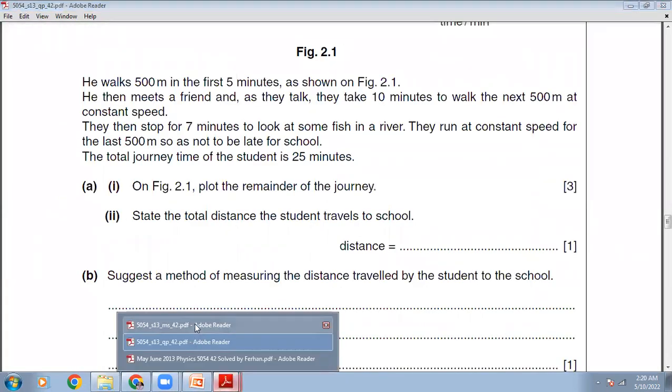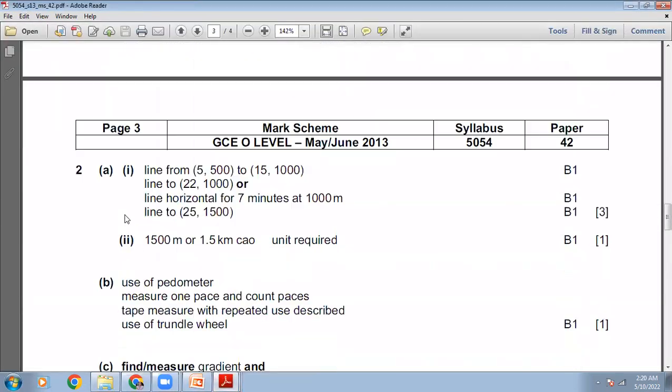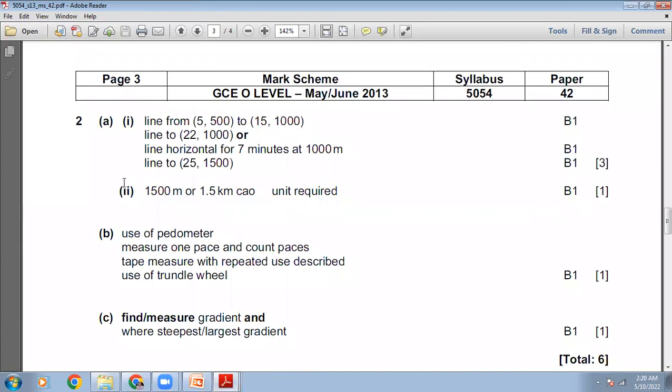So let's have a look at the marking scheme. You can see 5, 500. This is already plotted there. 15, 1000. Yes, we have done this. 22, 1000 and 25, 1500. We have plotted these points. Our distance is 1500 meters. So our answer is right.